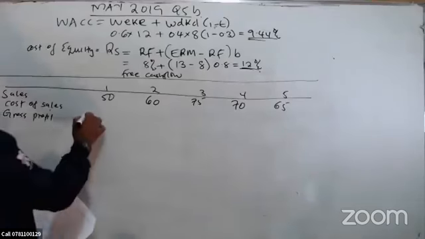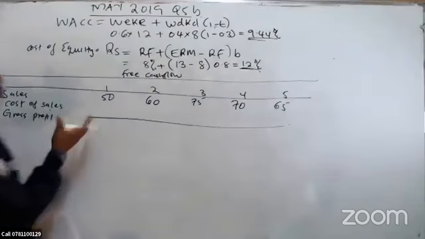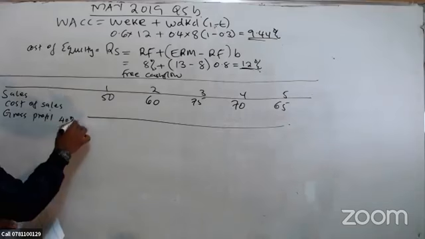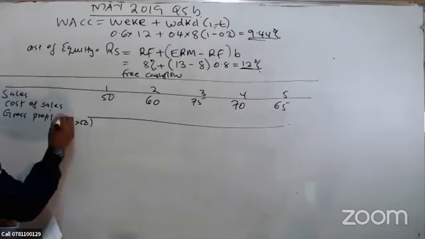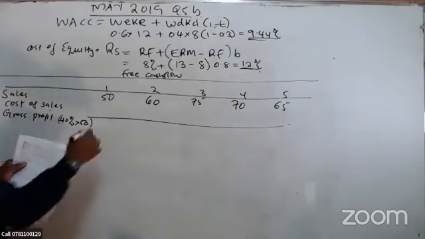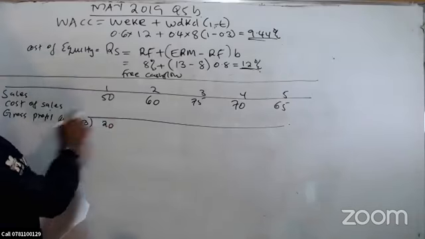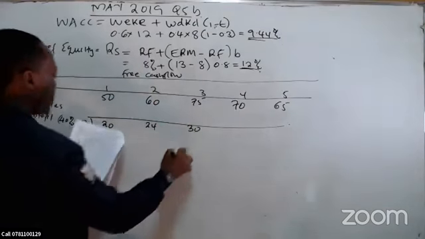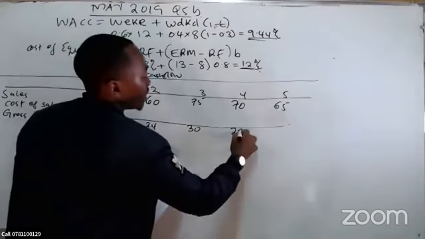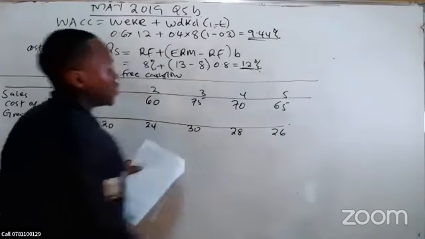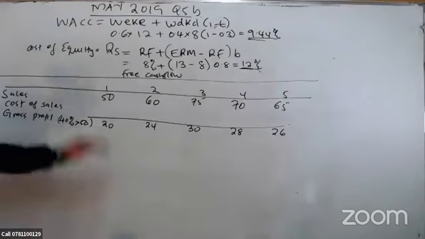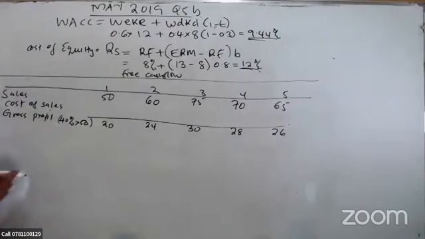So to get the gross profit, you just take 40% of the sales. Like in the first year, 40% of 50 gives you 20. If you take 40% of 60, you get 24. This one will be 30, 28, and 26. Then after we get the gross profit, now we raise the expenses. So in that case, we are given the operating cost.